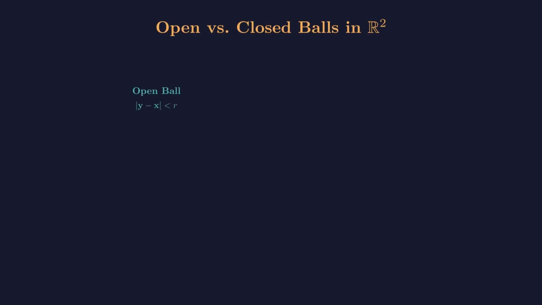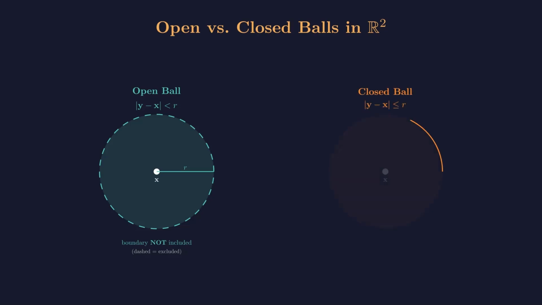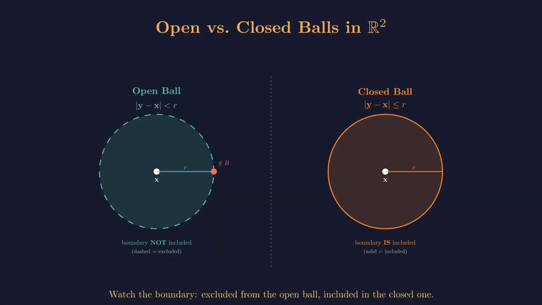In R2, balls become disks. The open ball has a dashed boundary. Points on the circle are excluded. The closed ball has a solid boundary. The circle itself is part of the set. Same radius, same center. One key difference at the edge.